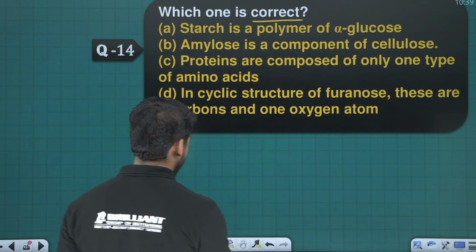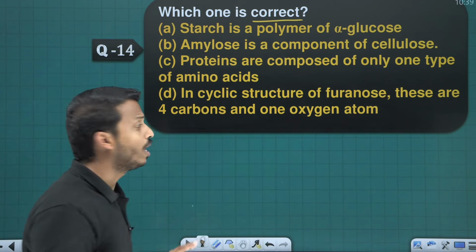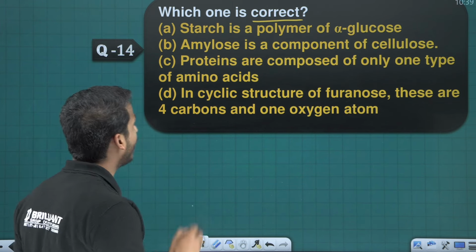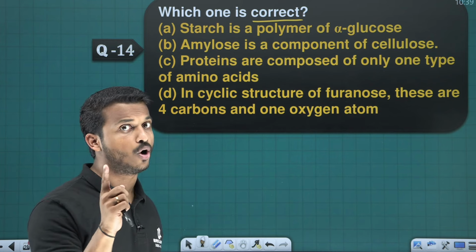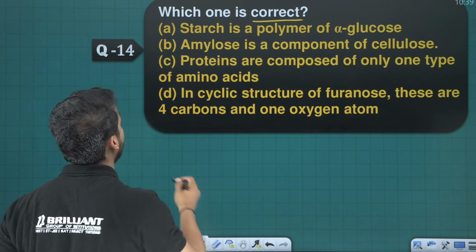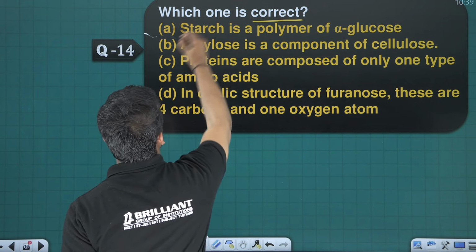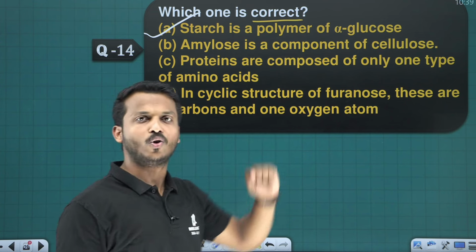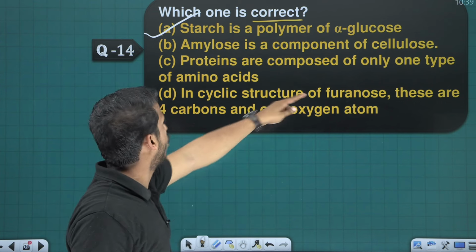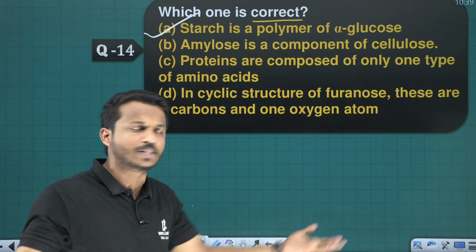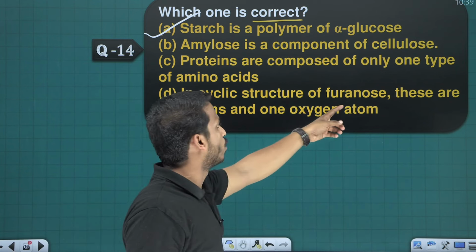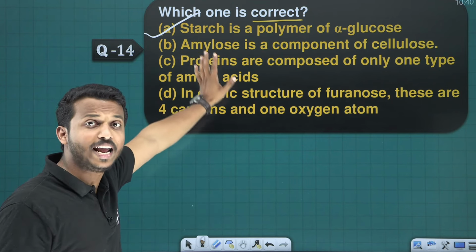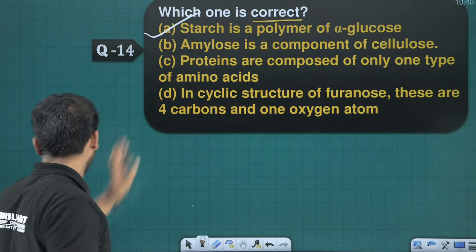Which one is correct? Starch is a polymer of alpha glucose. Yes, starch is made up of what? Alpha D glucose. Amylose is a component of cellulose. No, amylose is a component of starch, right? So, starch is a polymer. I think let's go with option A. They're asking which is correct, right? Starch is a polymer of alpha glucose. And proteins are components of only one type of amino acid. No, different amino acids may be there. In cyclic structure of furanose, there are 4 carbon atoms and 1 oxygen atom. So what is the answer? Option A, starch is made up of alpha D glucose, correct.